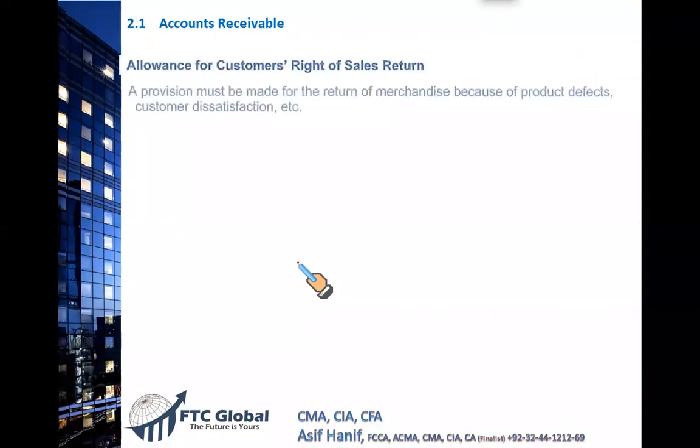Now, allowance for customers' right of sales return. Sales return, that's what you need to do. T format is always advisable. Professional accountants prefer that method.